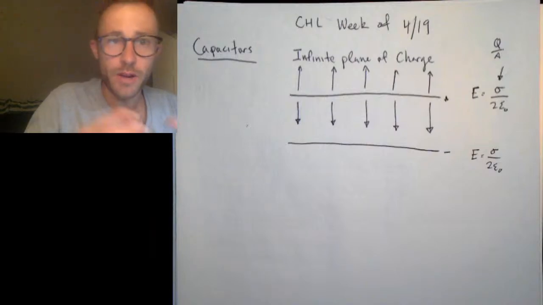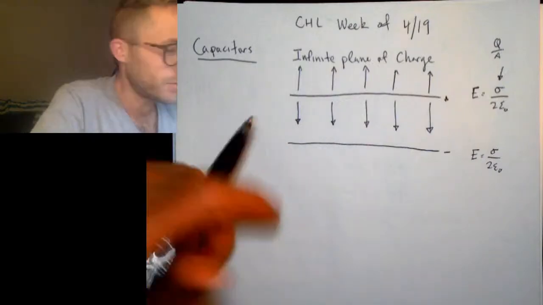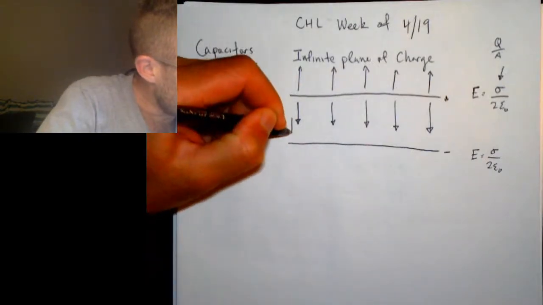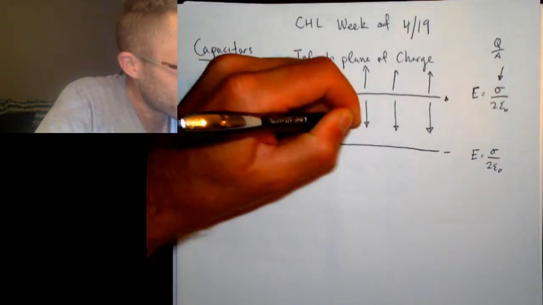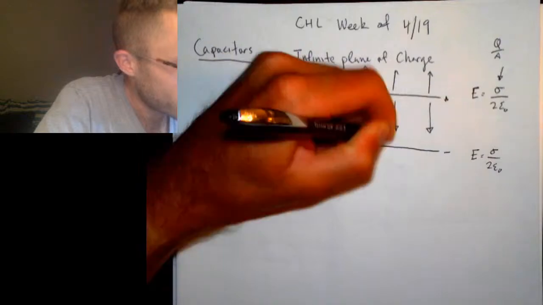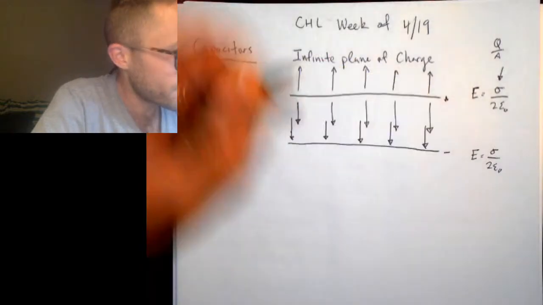Instead of pointing away from the infinite conducting plane, it's going to point towards the infinite conducting plane. So it creates its own electric field that points in towards itself, like that.